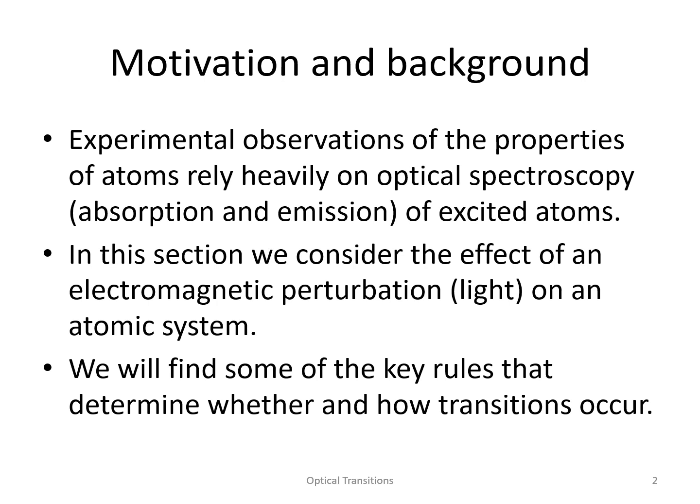So in this section of the lecture, we're going to consider the effect of an electromagnetic perturbation, that is light, on an atomic system. And of course, we'll start out with some idealized one-dimensional systems to get an understanding, and then we'll move on to actually doing some calculations on atomic states. And the ultimate goal here will be to find some of the key rules. They are called selection rules that determine whether and how optical transitions occur. Can we observe them in a given system?